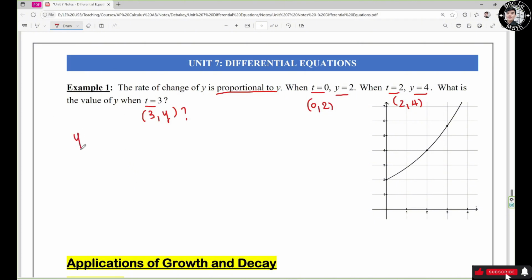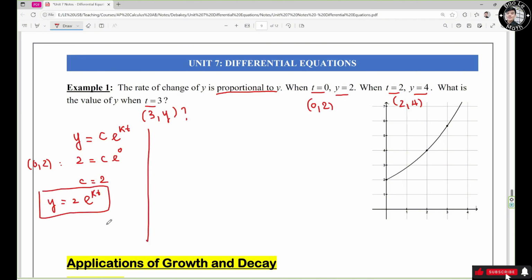Now we're going to use the formula y equals c times e raised to the k times t. We're going to use the first ordered pair here, 0, 2. So t equals 0, y equals 2. We have 2 equals c times e raised to the 0. Then c equals 2, because e raised to the 0 equals 1. So then you have the equation y equals 2 e raised to the k times t.